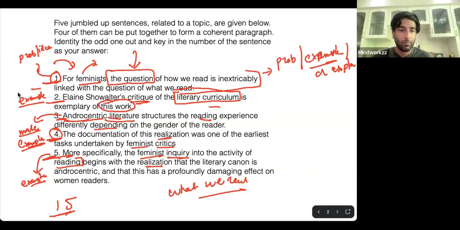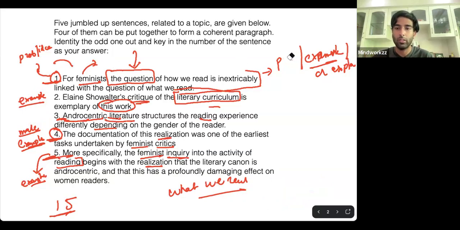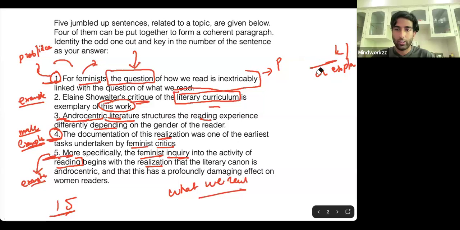So let me just erase some parts so that it looks a little cleaner. Oops, no problem. One second here. Okay, coming back.